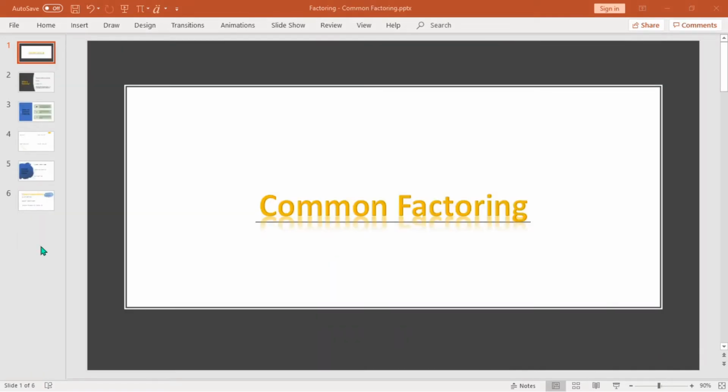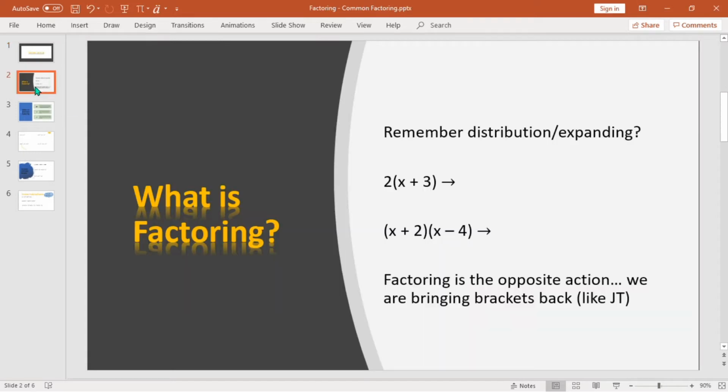The first type of factoring I want to talk about is common factoring. So let's go ahead with these slides. To take it back, we're going to speak about what factoring even is.